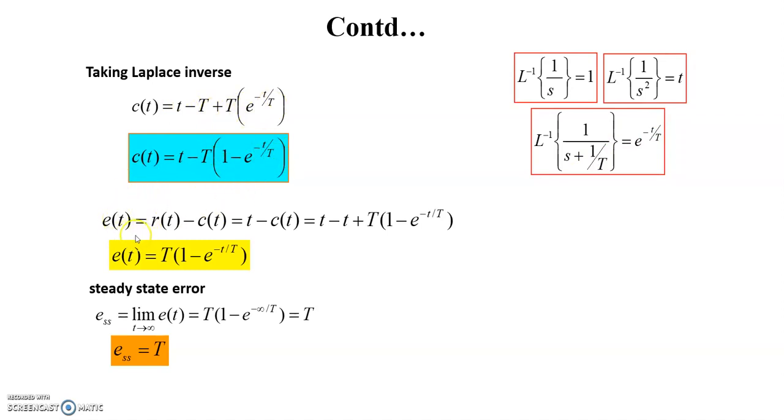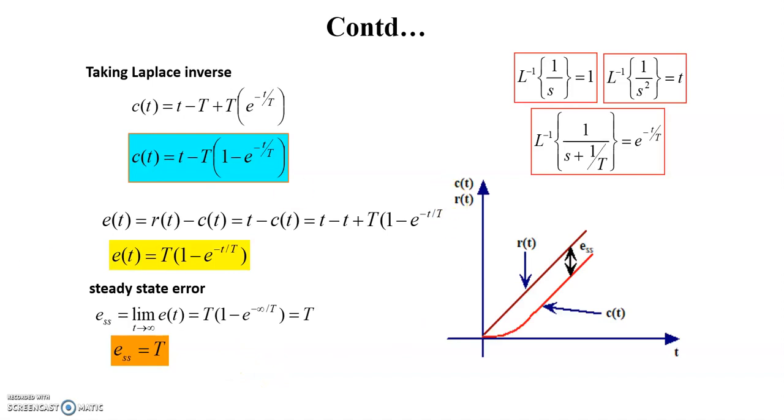So what is e of t? You know already, r of t minus c of t. Just substitute: t minus c of t, where c of t is this one. So you can substitute it instead of c of t. The t gets cancelled, so e of t is equal to tau into 1 minus e power minus t by tau. The steady state error e s is equal to limit t tends to infinity of e of t, which is equal to tau into 1 minus e power minus infinity by tau, so it is equal to tau. So the steady state error is equal to tau.